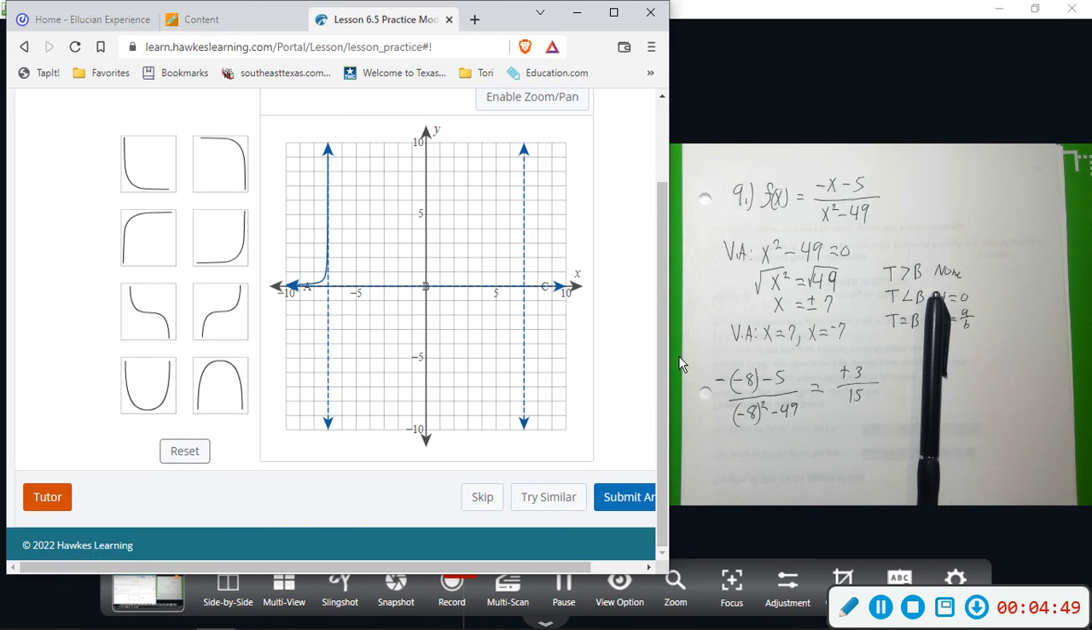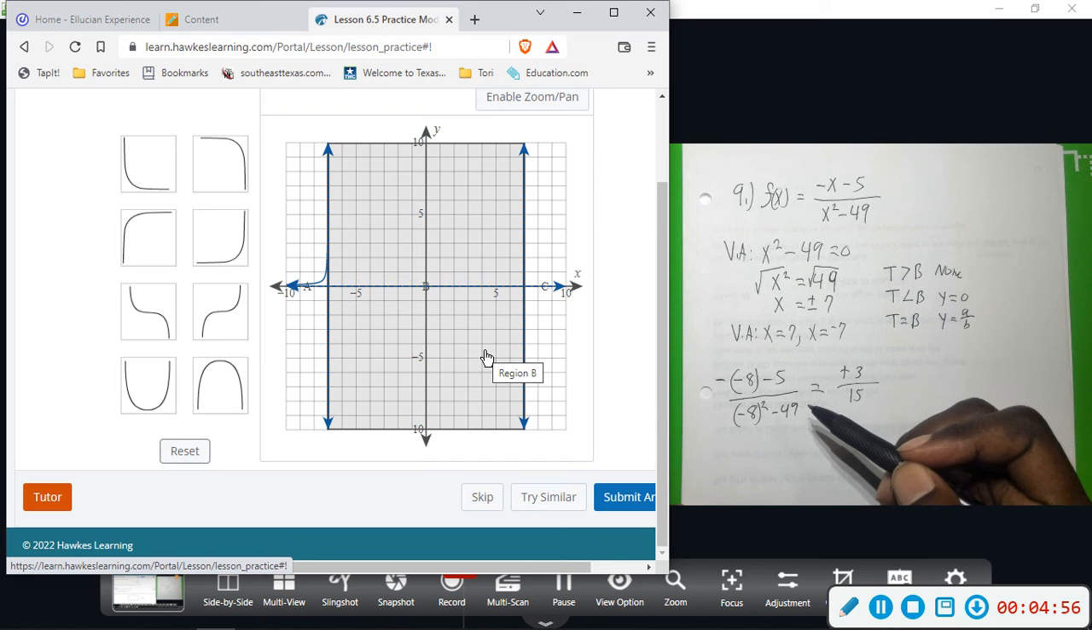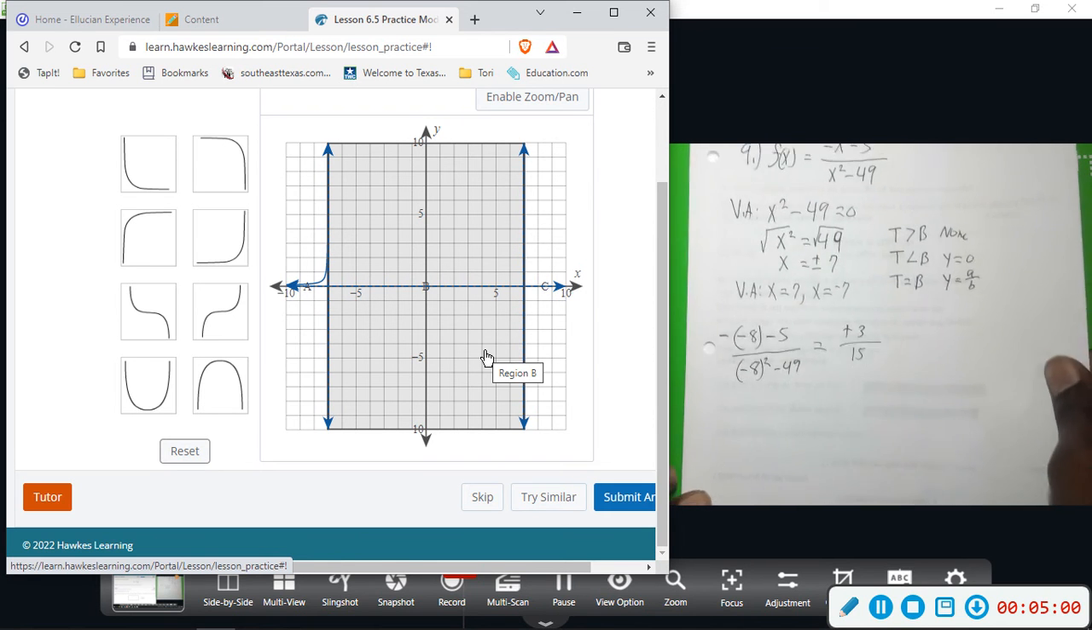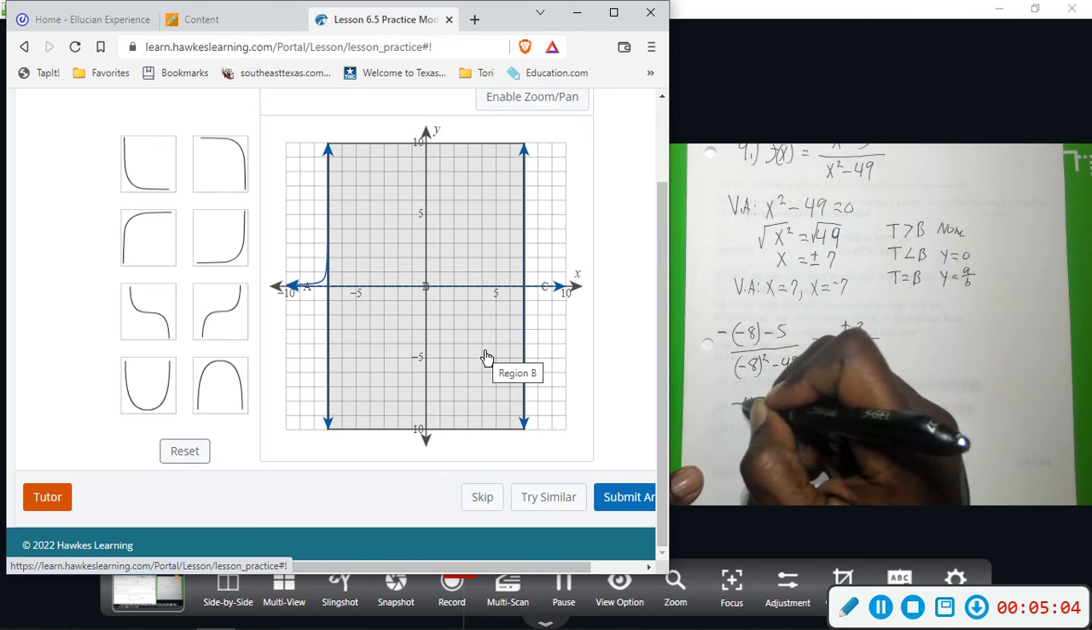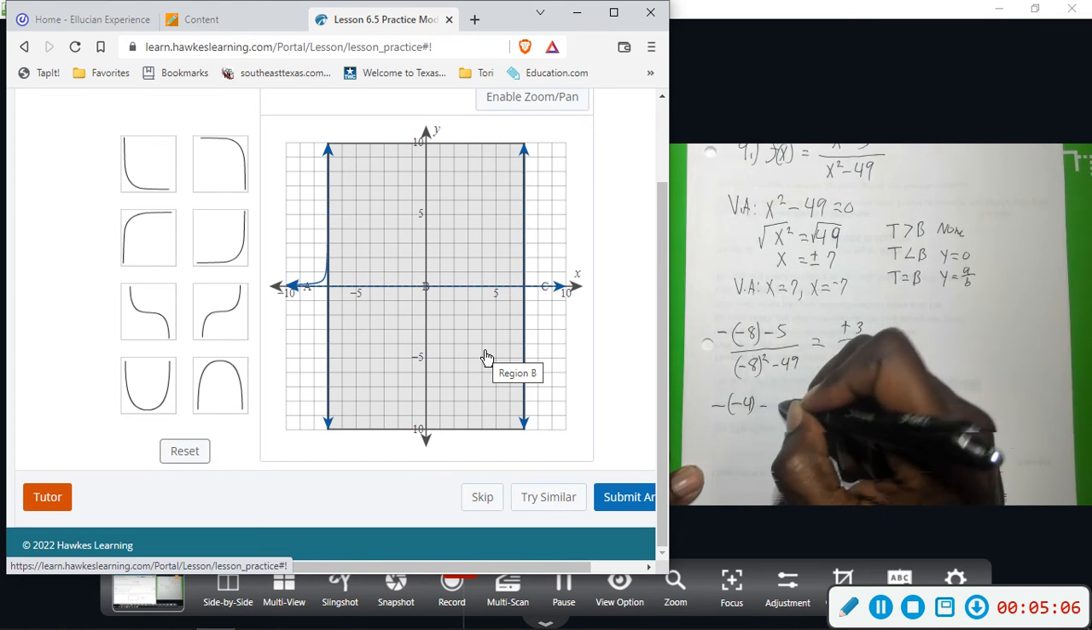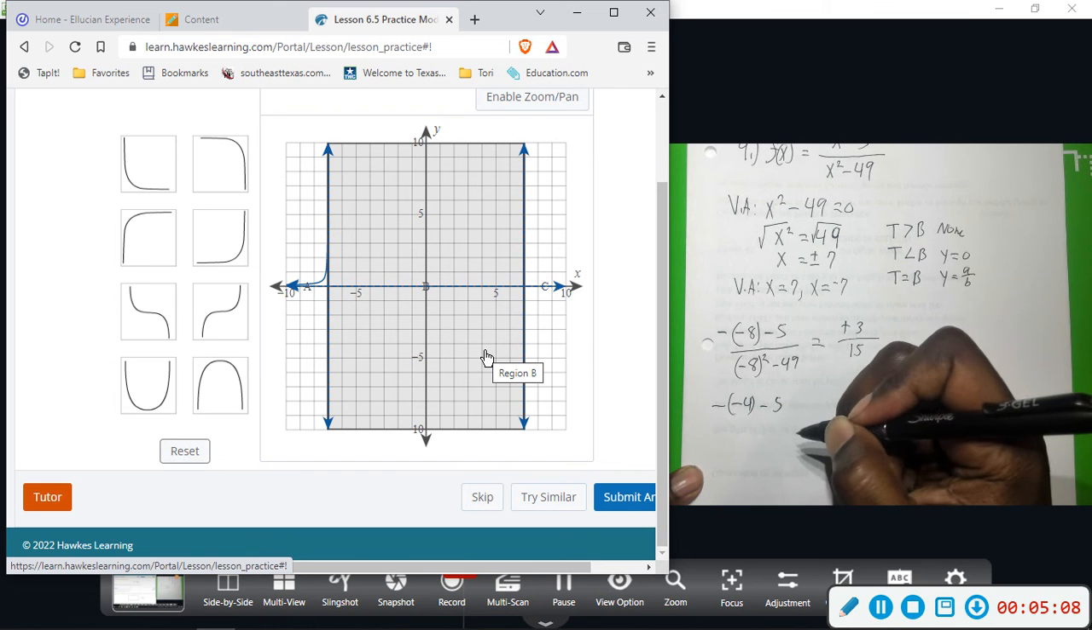So let's just pick a point. Let's pick 2 points, one here and one here, and then we'll verify it with graphing. Let's say negative 4 and positive 4, and we'll do the same thing, plug them in, see what we get. So negative 4, plug into that expression.